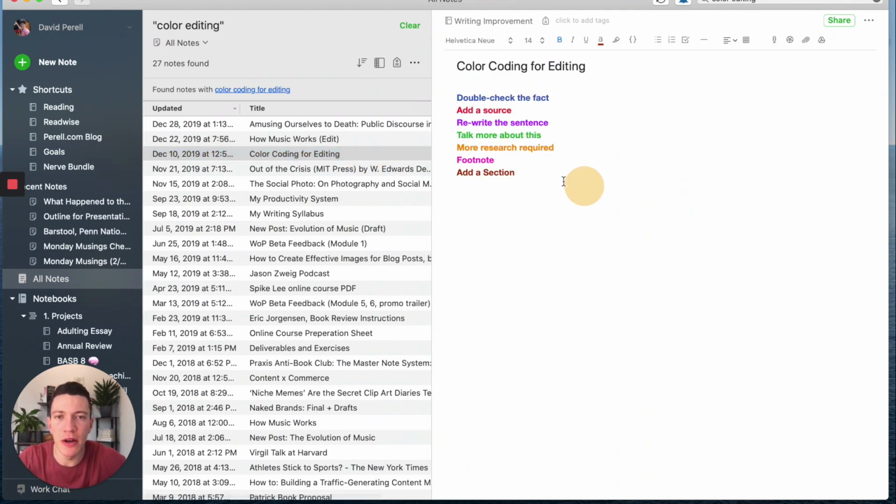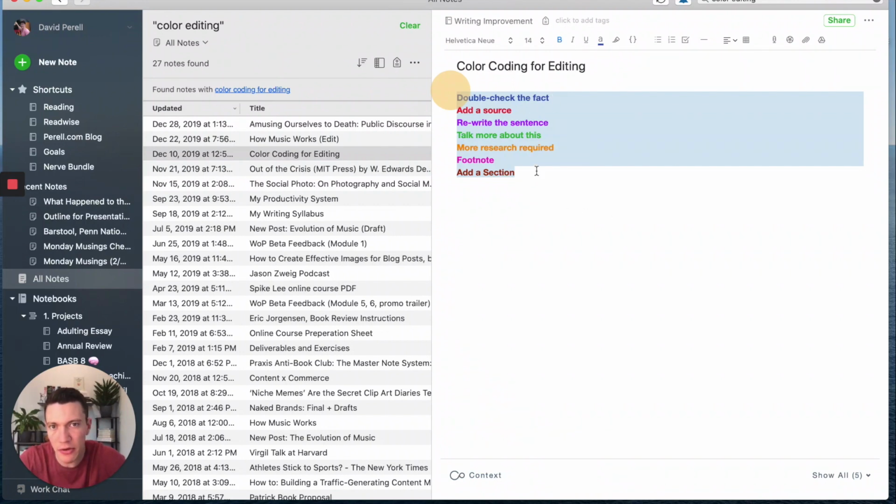So what you'll see here is I have these little colors that I use for each sort of specific thing that comes up. So blue for double checking facts, red for adding sources, purple for rewriting sentences, green, talk more about this, orange, more research required, pink for footnotes, and brown for adding a section. So why do I do this? Well, let me show you.